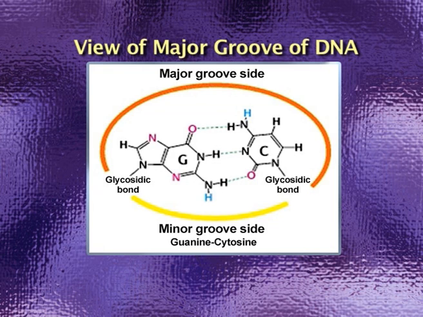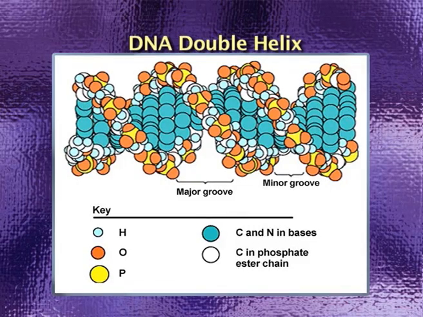Now, it is formed because of a geometrical consequence: the geometrical angle which the glycosidic bond of the purine or pyrimidine makes with the sugar phosphate backbone. It is now known that the geometrical angle of the purine is 240 degrees while the pyrimidine is at 120 degrees, which gives rise to the formation of grooves.